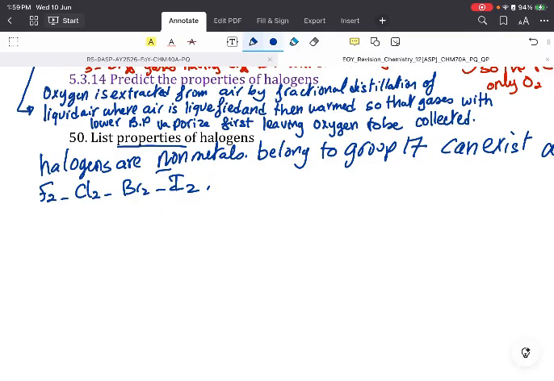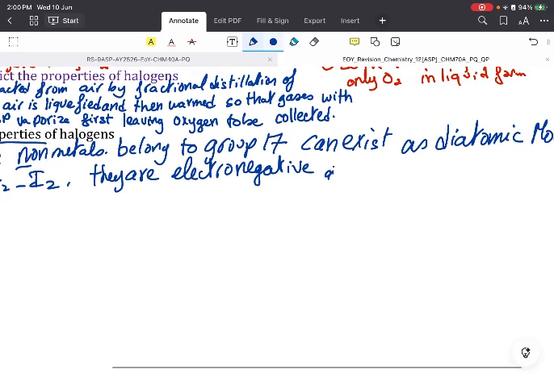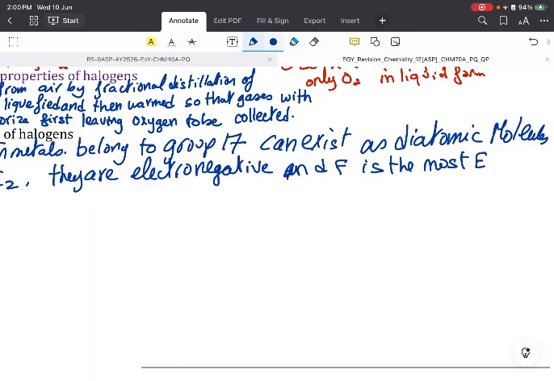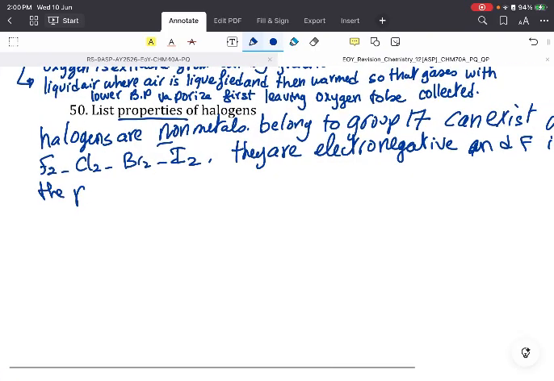Now, they are really known to be electronegative. Electronegative means loving of electrons, and that's because they are non-metals. And F is the most electronegative element of the periodic table.